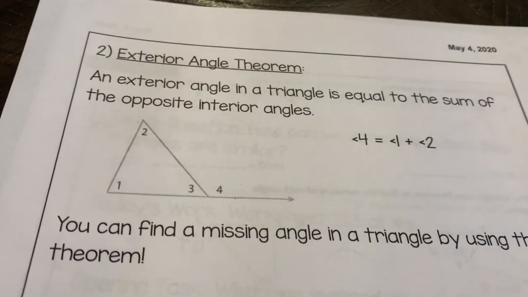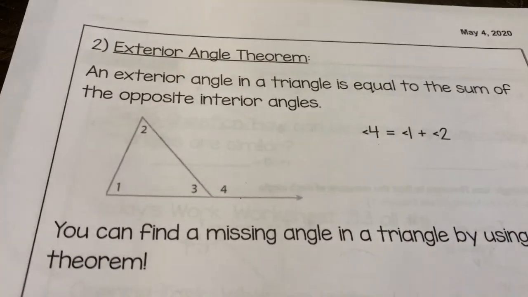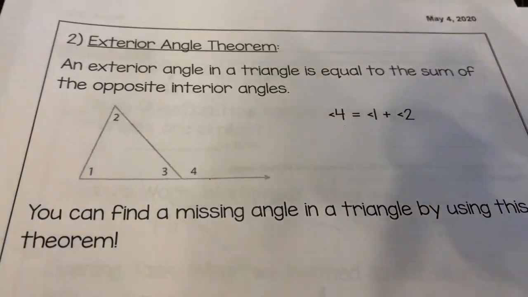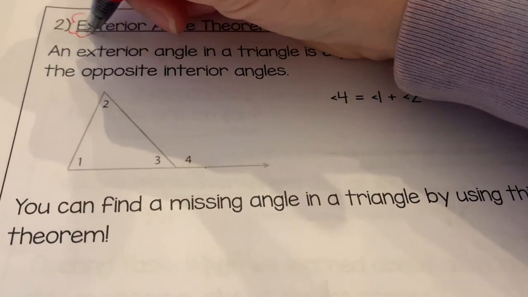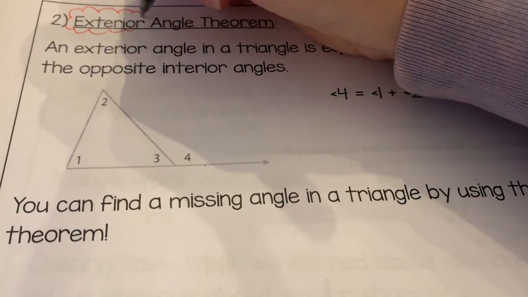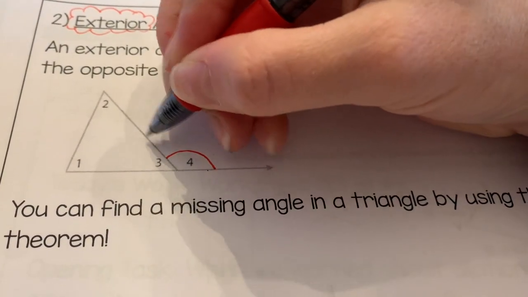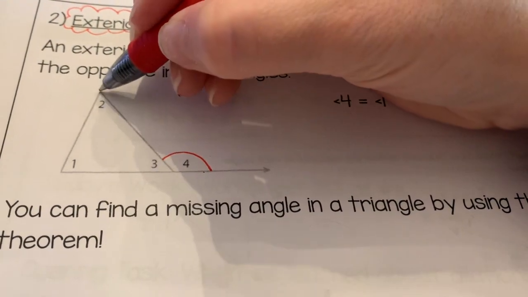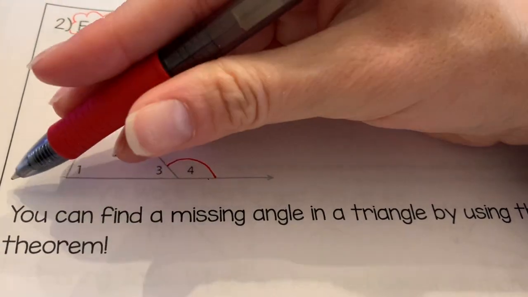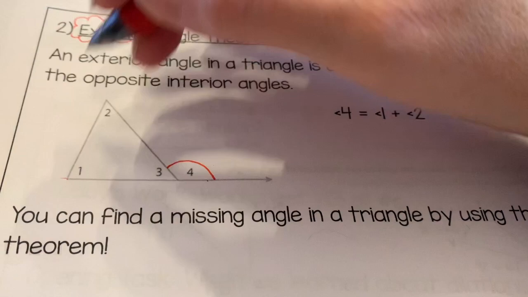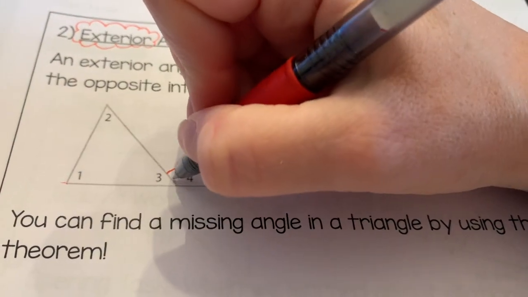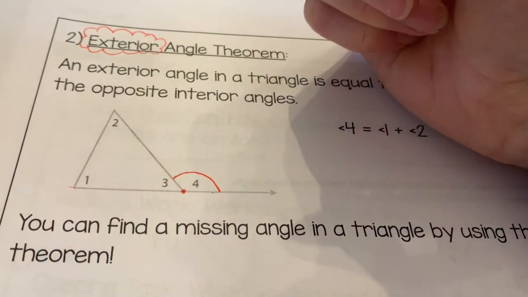So first things first, obviously we're talking about the word exterior here. So we are basing this theorem on the outside angle here. It can be directly to the right or to the left, or even up here, anywhere, as long as it shares a vertex with one of these interior angles.